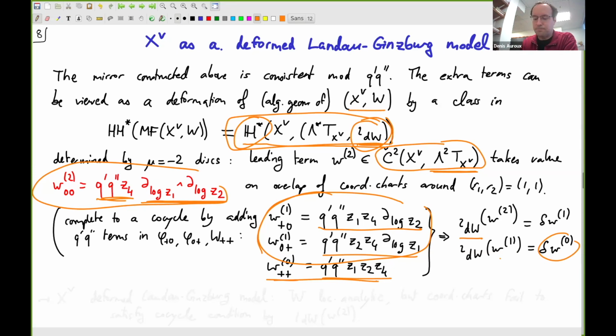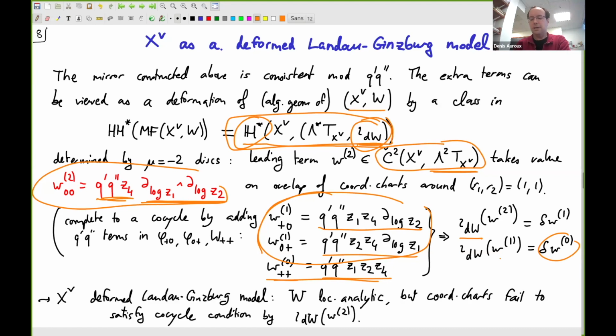And so the slogan here is that what you have is what I would call a deformed Landau-Ginzburg model, where you have a locally analytic function on a locally analytic space, and the coordinate charts are still glued together analytically compatibly with your functions, but they don't satisfy the cocycle condition anymore.